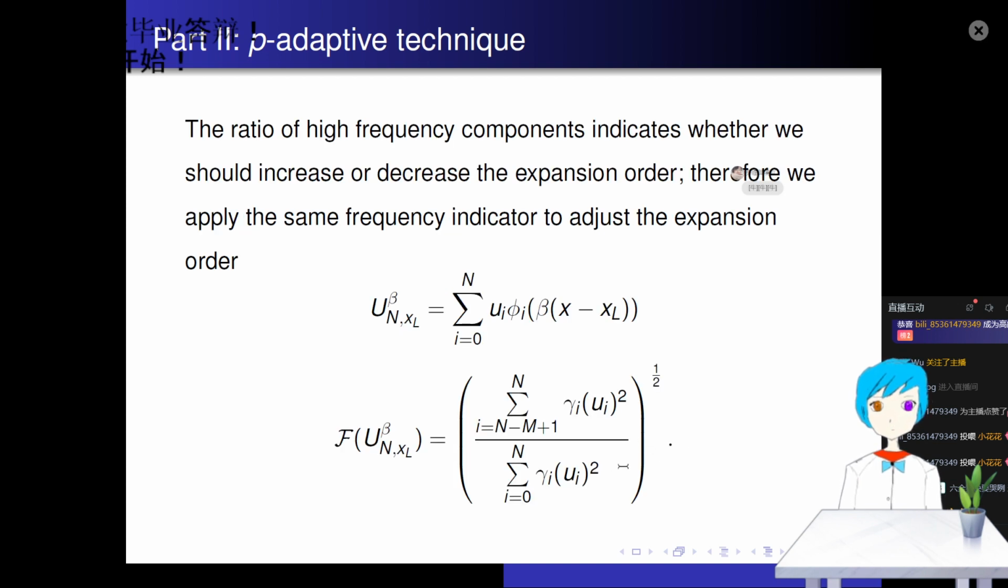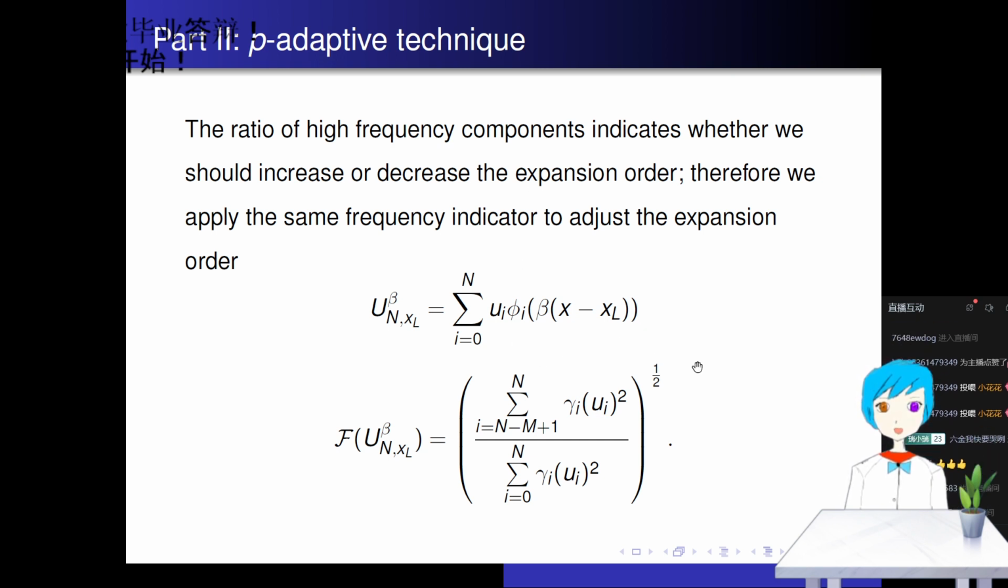So how do we determine whether we need to increase or decrease the number of basis functions? Because high frequency components are usually more oscillatory than low frequency components, we can still use the same frequency indicator to determine the oscillation of the spectral expansion and to determine whether we need to increase or decrease the number of basis functions. If the frequency indicator increases, then we know the function is becoming more oscillatory and we may need more basis functions, and vice versa.